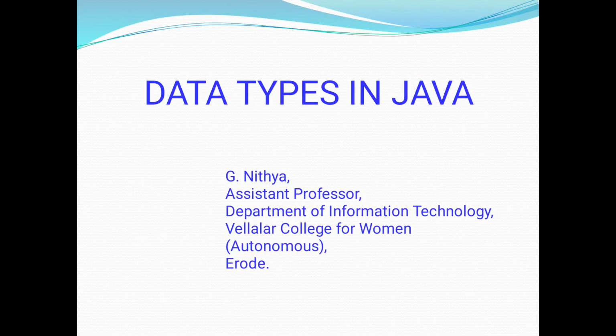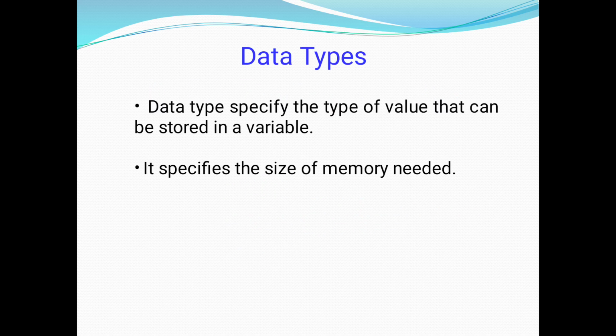Hi everyone. Let us see about data types in Java. Before going to see data types, we can learn about what is meant by data. Data is any value or information that a variable can store. Example: number, decimal, character, string.